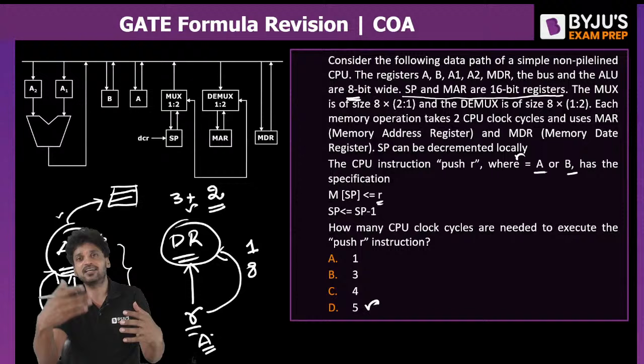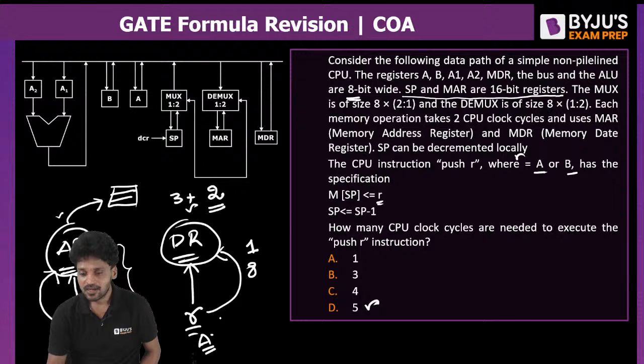No. It must be divided into two phases. I require two clock cycles. Then A must get transferred to the data register. You have no problem, because the data register and A are only 8 bits, so it requires only one clock cycle. 1 plus 2 is equal to 3 to load the address register and data register.